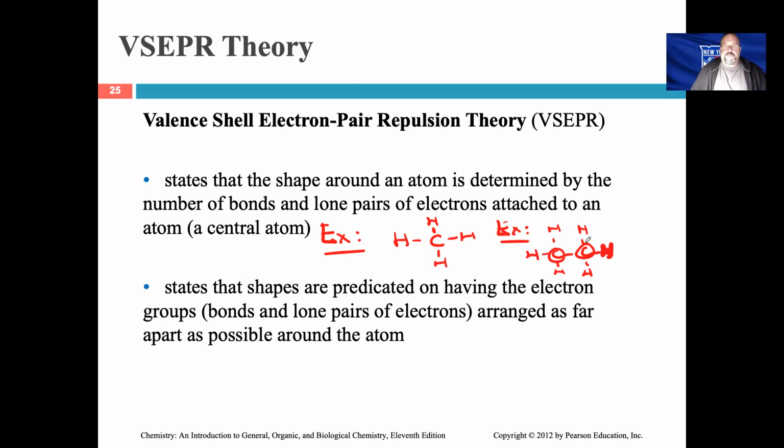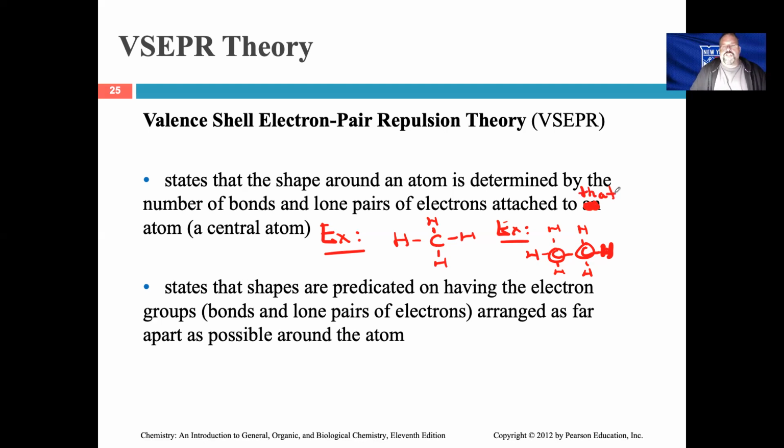So for this course, we're looking at compounds that have a single central atom, but you could have compounds that have multiple central atoms, especially in the world of organic. That's very much possible. So basically it determines the shape around an atom by the number of bonds and lone pairs of electrons attached to that atom.